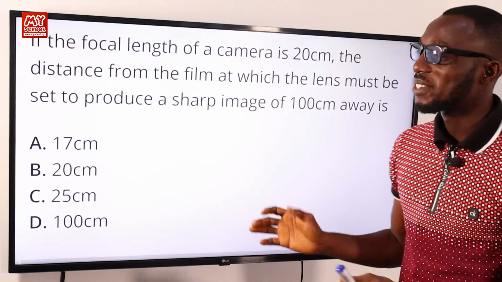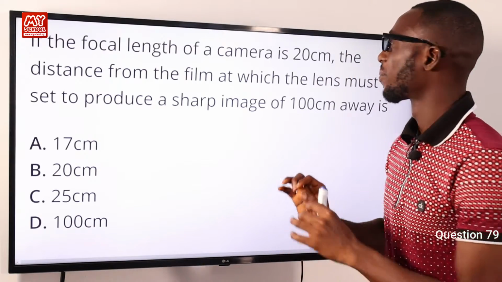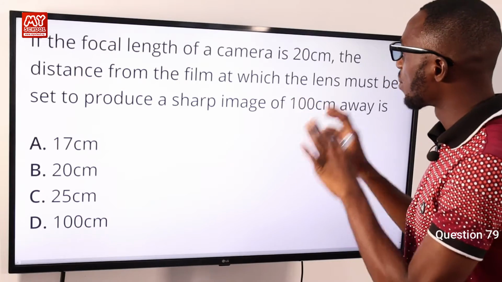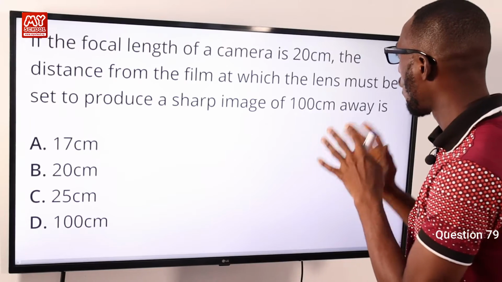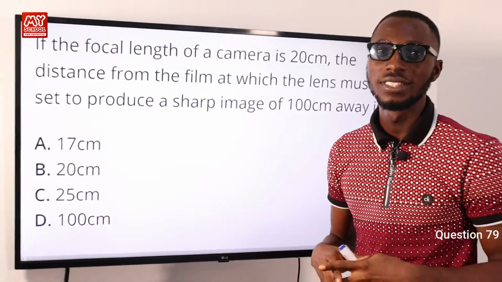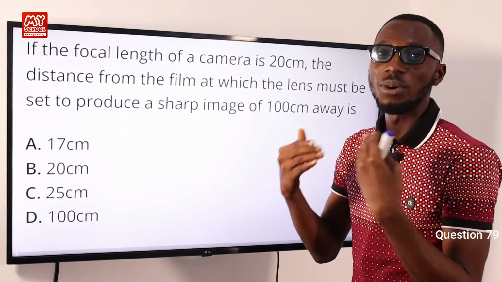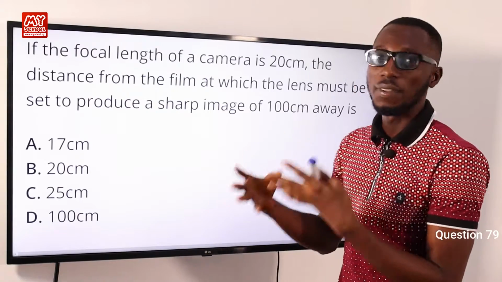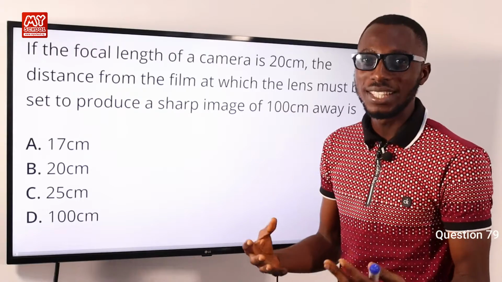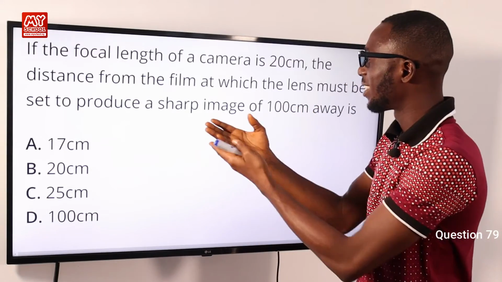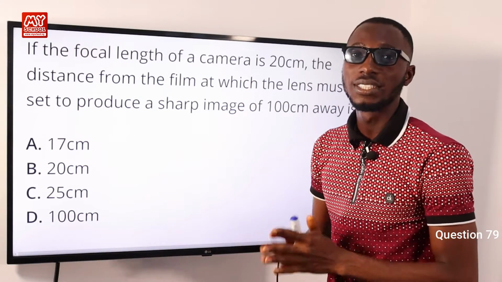We are at question 79. If the focal length of a camera is 20 centimeters, the distance from the film at which the lens must be set to produce a sharp image of 100 centimeters away is what? Okay, so recall that a camera tries to focus the image on the film, and the distance between the film and the camera lens is referred to as the image distance. So the image distance is what we are given here, and that is 100 centimeters. So the correct option is option D.